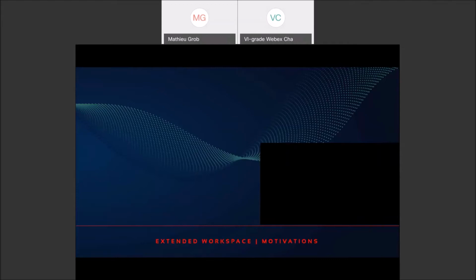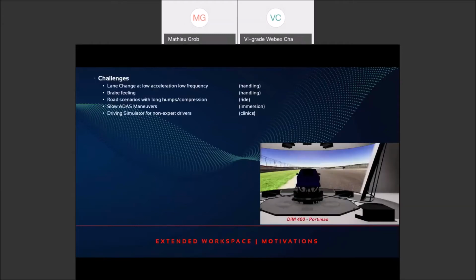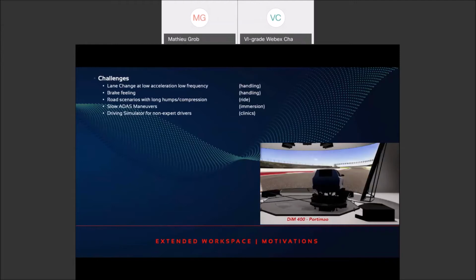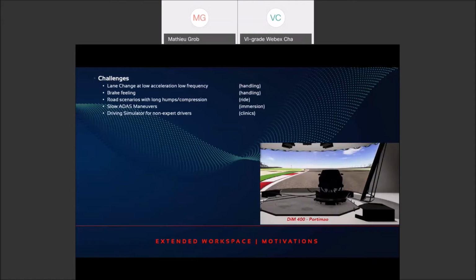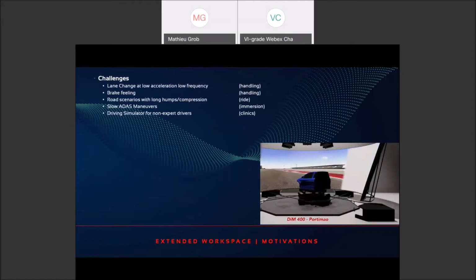So, an extended workspace, what is the motivation? From what I showed you with the DIM that are available in 150 and 250, that means 1.5 and 2.5 meter size, why did we develop a new extended workspace machine? The challenges are very related to some specific disciplines. As I said, a simulator has a limited workspace. And so by limiting this workspace, you limit the acceleration feeling, and the temporal acceleration feeling.